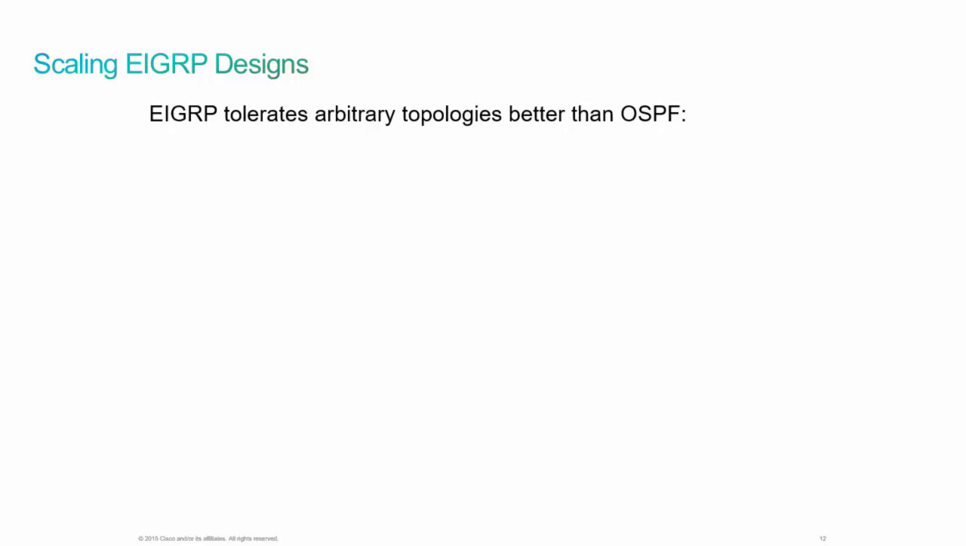In terms of scaling EIGRP, when you look at EIGRP as a protocol, it is able to tolerate arbitrary topologies better than other routing protocols. Now, what we mean by that is that EIGRP can handle a topology that is not designed in a hierarchical fashion. But that's not to say that we don't want it to be designed in a hierarchical fashion. In fact, the recommendation is that we do use a structured hierarchical approach when we design our EIGRP networks.